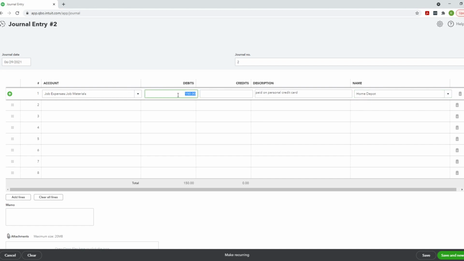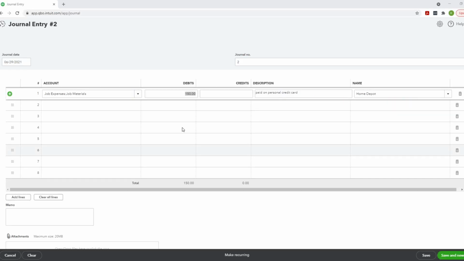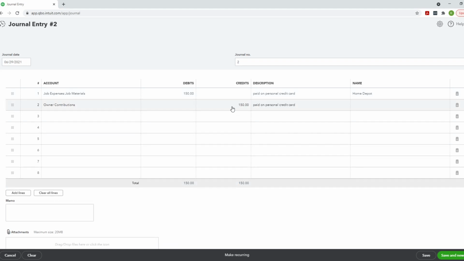And again, why is this a debit? Because we learned over here that if we want to increase our expense, it would be a debit. And then the other side of this, we paid for it personally, so we're going to say it was an owner contribution. It's basically like we put $150 into the business, and then the business spent that $150 on this expense. So you can see our debits and credits balance, that always has to happen. Down at the total at the bottom, 150 and 150, that means our entry is in balance. So at least to that part, it would be an acceptable entry.